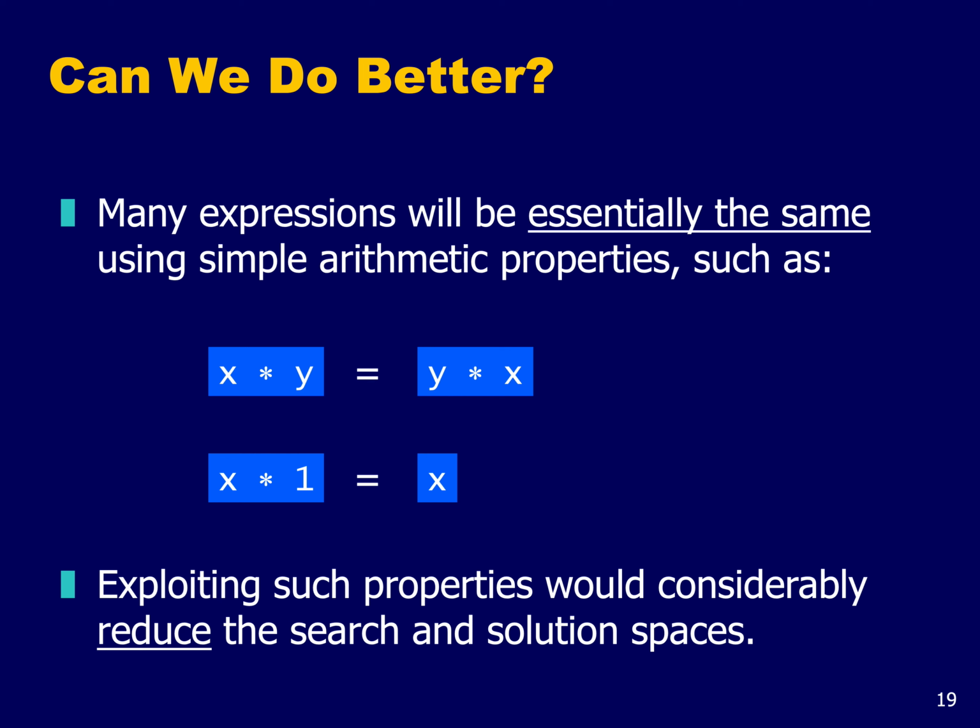And the observation is that many of the expressions that we generate will be essentially the same as other expressions using simple arithmetic properties. So here's a couple of examples of the kind of properties we might consider. First of all, we have a commutativity property, which says that x times y is the same as y times x. And then we have a simple identity property, which is saying that x times 1 is the same thing as x. And the idea here is that if we exploit such properties, this would considerably reduce the search space and also the solution space.